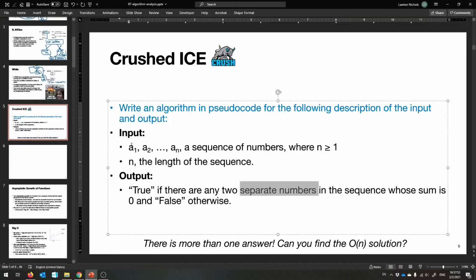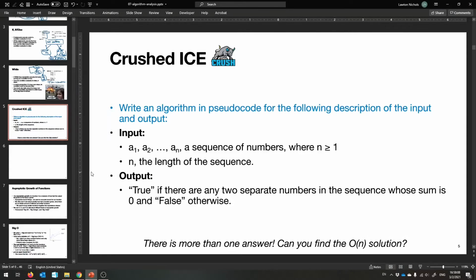Two separate numbers. You have to add A1 with some other AI, okay? Not A1 again, okay? And so you want to find two separate numbers in the sequence whose sum is 0, and if you can find that, return true. Otherwise, return false. Okay, so that's your job. Come up with an algorithm.